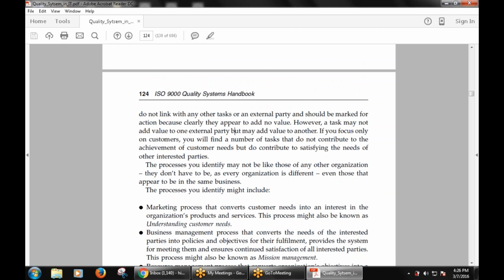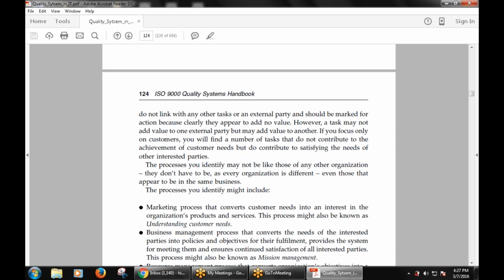And the task may not be linked to any one external party, but can be used for multiple parties. For example, the marketing process converts the customer need into interest in the organization's products and services. This process might also be known as understanding the customer needs. So one of the processes in the bottom-up approach is understanding the customer needs.